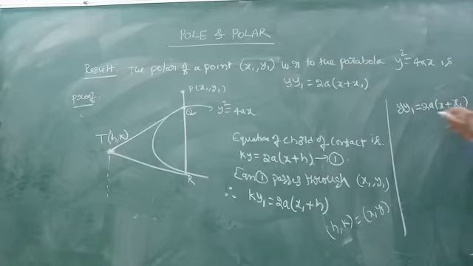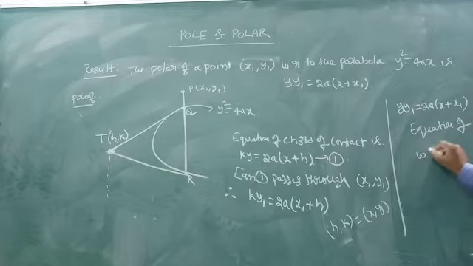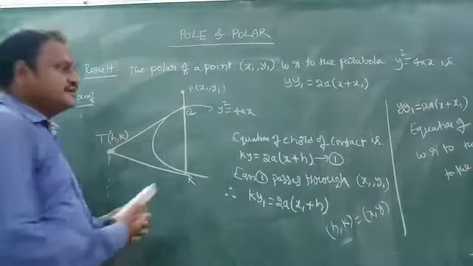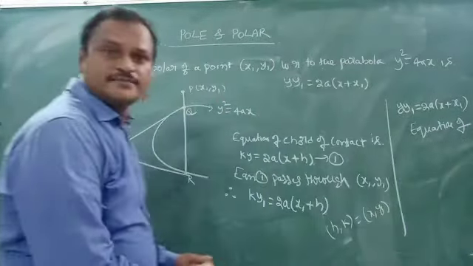Nothing but x1. This is the equation of the polar we have got, the equation of the polar with respect to the pole x1 comma y1 to the parabola. See here, I think this is the equation of the polar we have got.